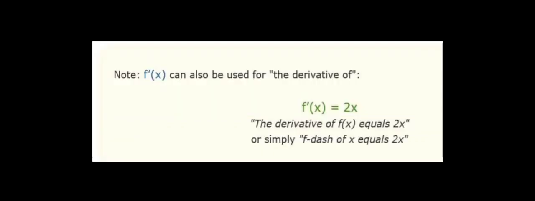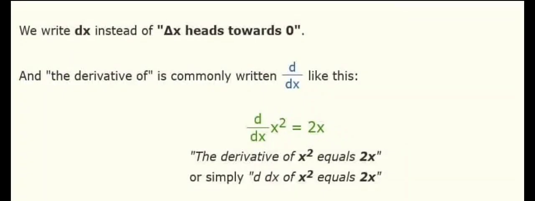Now, please note that f dash of x can also be used for the derivative of f of x. F of x equals 2x, we can read that as the derivative of f of x equals 2x, or simply f dash of x equals 2x. Now we write dx instead of change of x towards 0. And the derivative of is commonly written d over dx like this. D over dx of x squared is equal to 2x. The derivative of x squared equals 2x, or simply we can read that as d dx of x squared equals 2x.